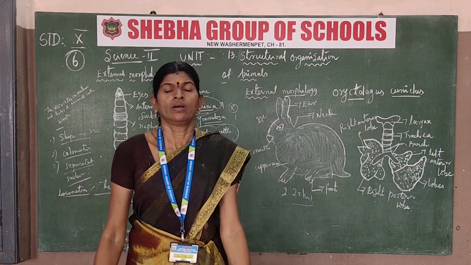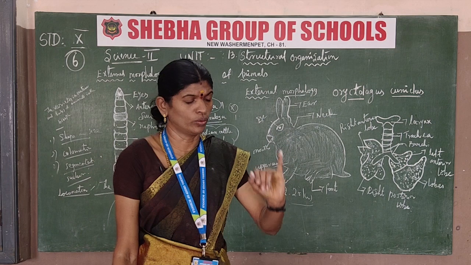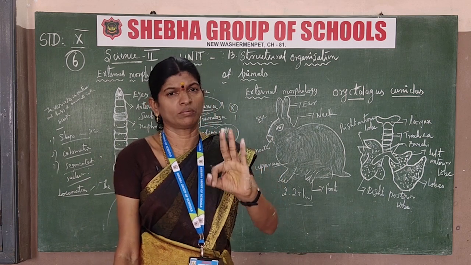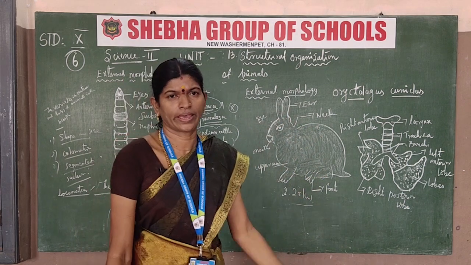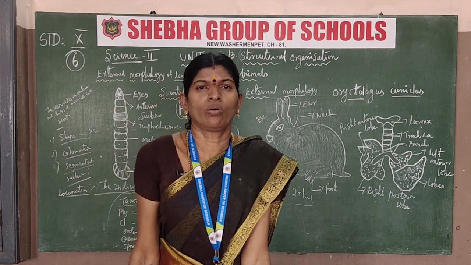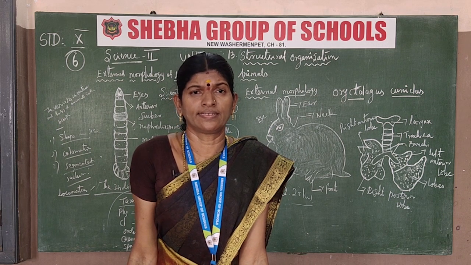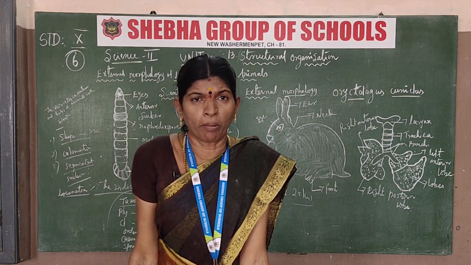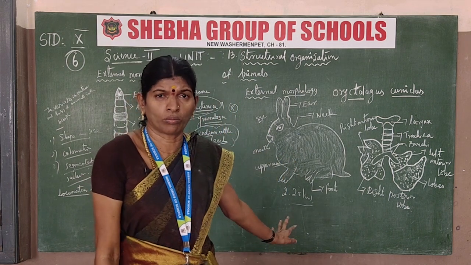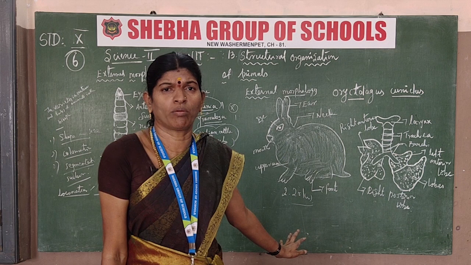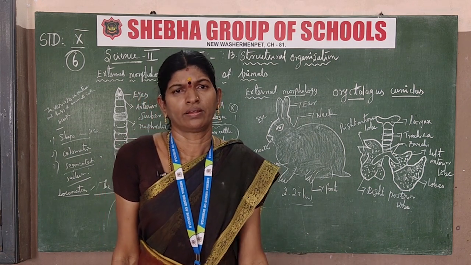Listen, children. In the next class we are going to explain the reproductive, digestive, nervous and urinogenital systems one by one. Please read this lesson carefully. This lesson is very essential and important, because public exam questions of 1 mark, 3 marks, 5 marks and 7 marks will come from it. Okay, thank you.